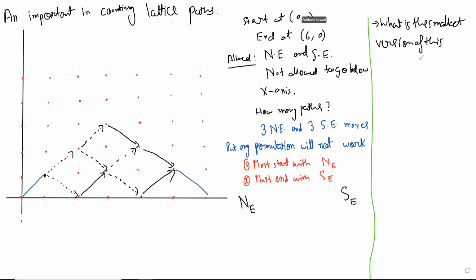Two comma zero. No, 1 comma 0, there will be no paths. You know that, right? 2 comma 0, right? So then I'll make a table. So the smallest version is 2 comma 0.